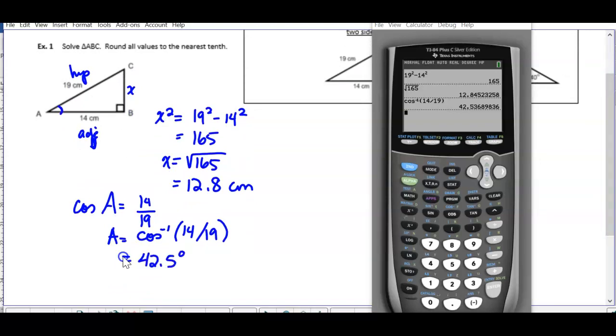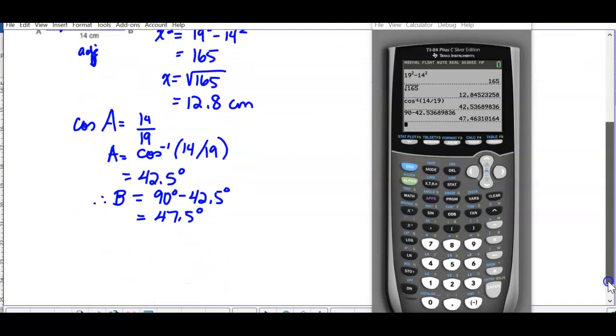And we don't need to use any trig for the other angle because we know that the two angles have to add to 90, or all three have to add to 180. So therefore, B is 90 minus 42.5, 47.5. Okay. So we've got all the values and all the sides. All right.